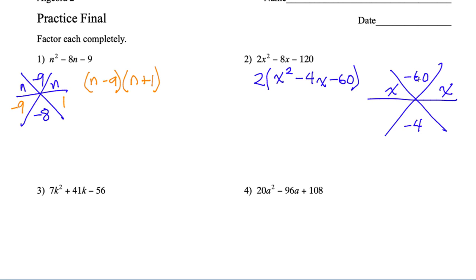What times what is 60? So I'm thinking 20 times 3, that's not good. 10 times 6, 10 and 6, yeah, that'll work. So 10 and 6, and if I make this one a -10, then that all works out. So then this factors as, still have that 2 out front, I have x minus 10, and I have the quantity x plus 6 as well.